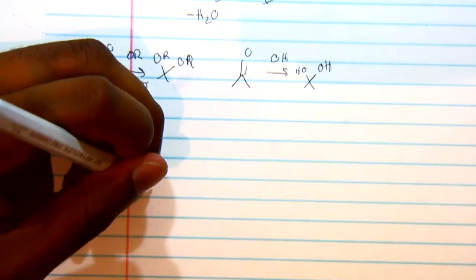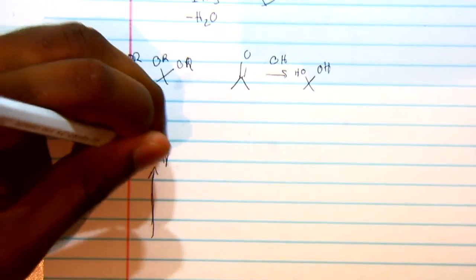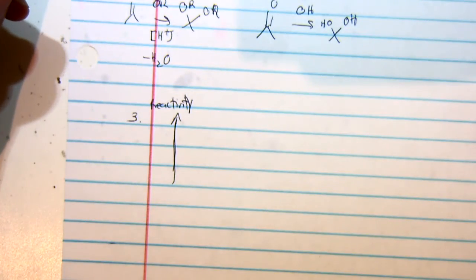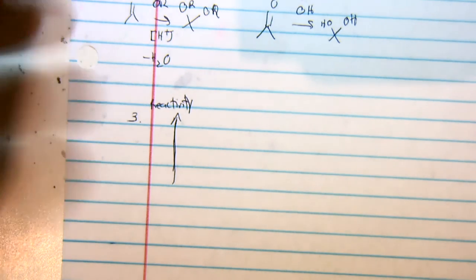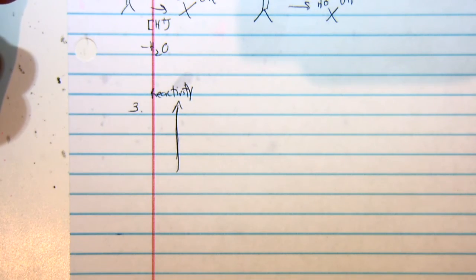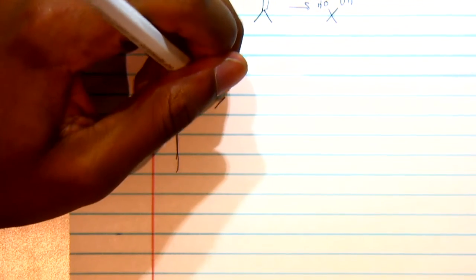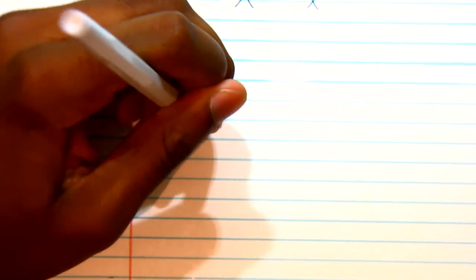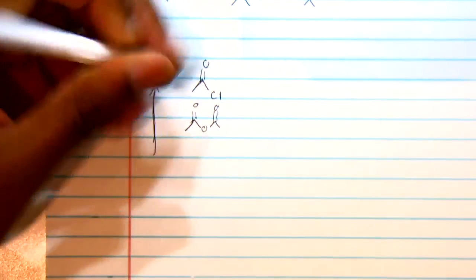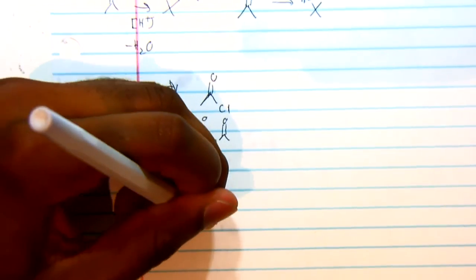So if we're doing reactivity, which one do you think is the most reactive or least reactive? This is going back to acid halides and carboxylic acid derivatives. If we were listing them out in terms of reactivity, it would be acid halides first, then going down to the anhydrides, and from the anhydrides down to esters. And then last would be amides in reactivity.